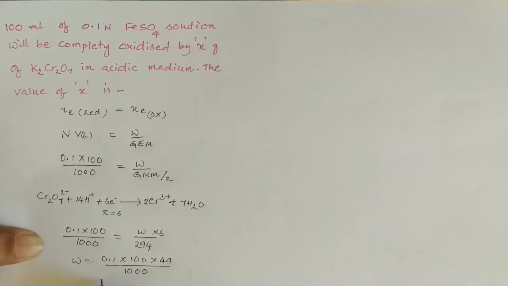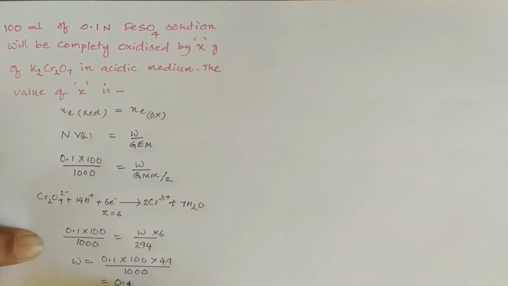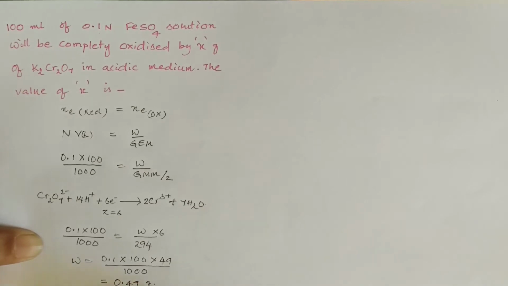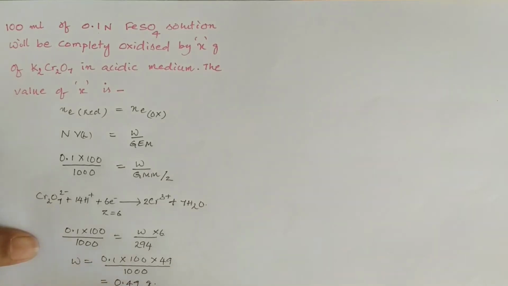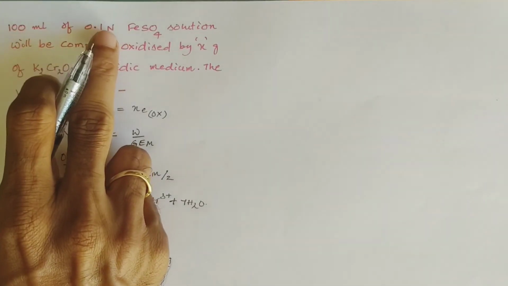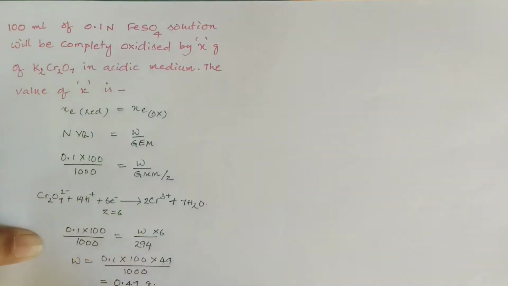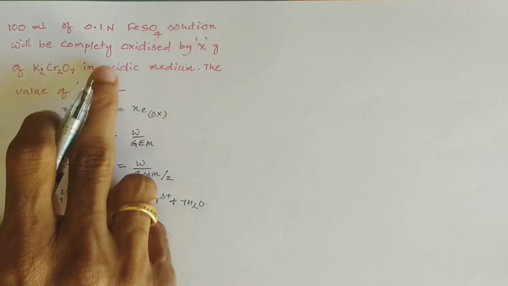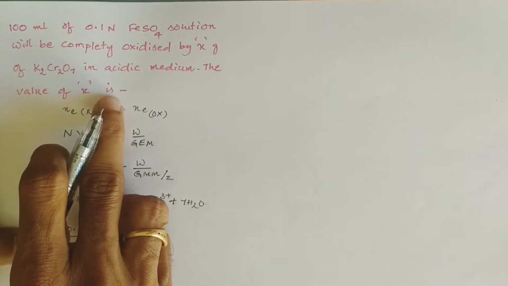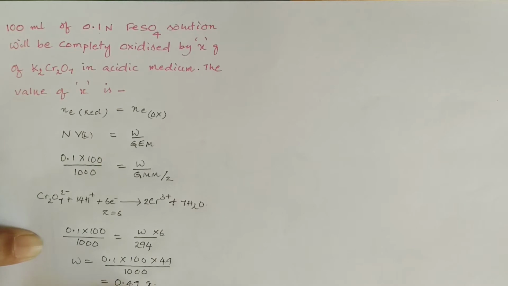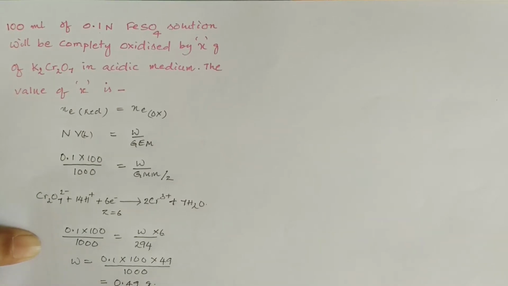Now if you do the calculation, 4.9 by 10 is 0.49 gram, right? So this many grams of potassium dichromate are required to completely oxidize 100 milliliters of 0.1 normal ferrous sulfate solution. So here x grams of potassium dichromate are required. X is nothing but the mass of potassium dichromate, that is 0.49 grams.